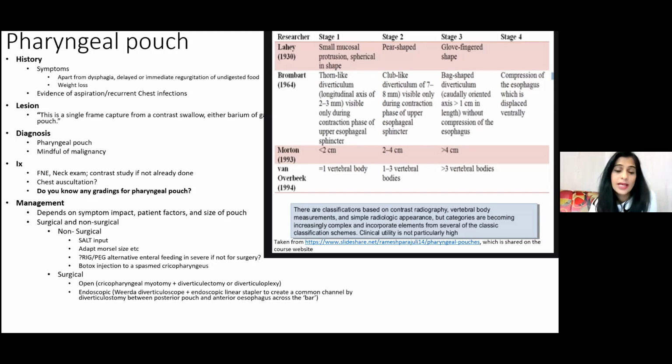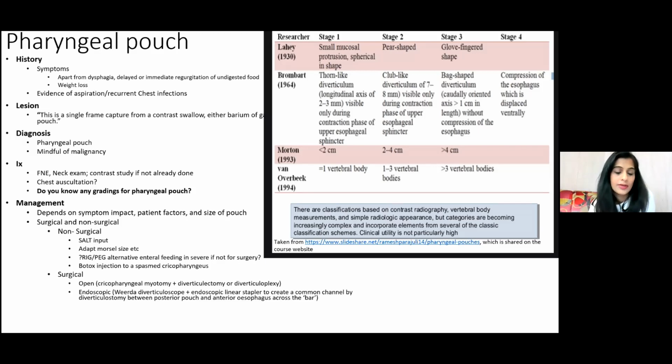Botox injection is something that I've seen used for spasmodic cricopharyngitis without a formal pouch, but I don't know if maybe some of the consultants in the faculty do use it for actual pouches, and that's something to discuss further. But ultimately, surgical management is either open or endoscopic.